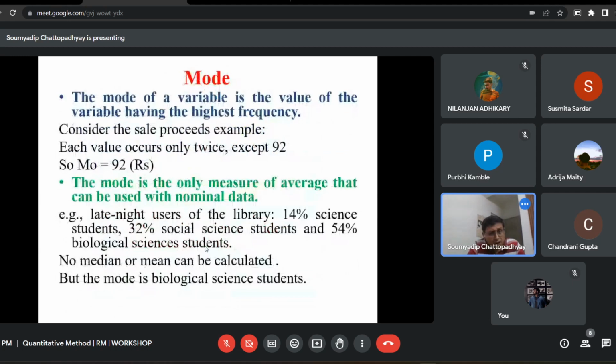And then what is the advantage of mode? Definitely, when you have some sort of nominal data, then you cannot use the mean, average or the median.